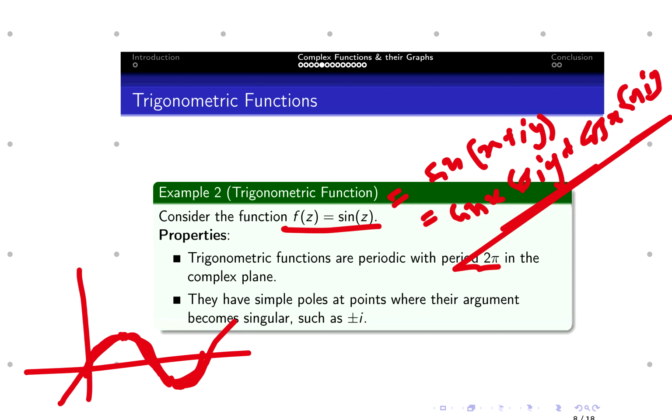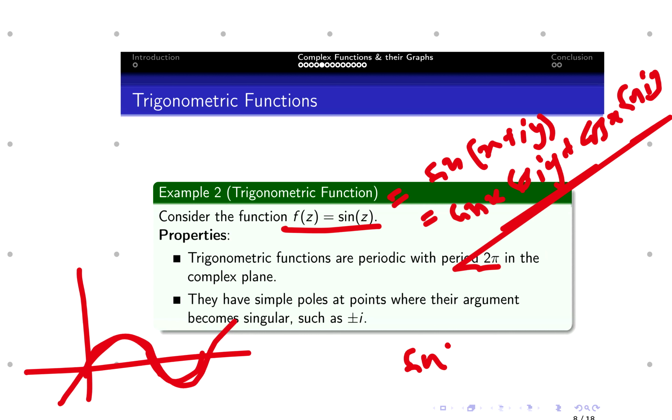That's the idea of periodicity, right? So trigonometric functions are periodic with period 2 pi in the complex plane, and they have simple poles at points where their argument becomes singular, such as plus or minus i. So for simple poles, you have sine z equals 0.